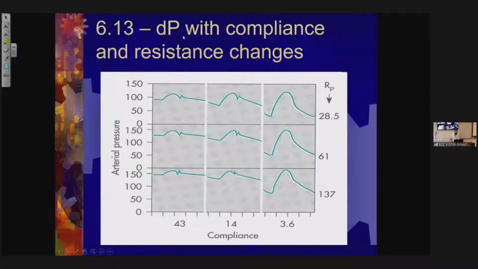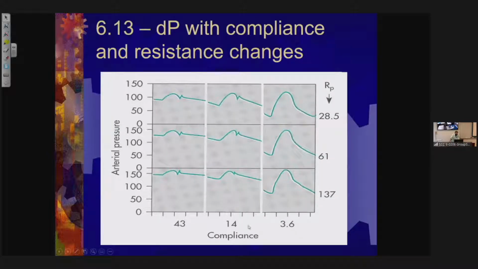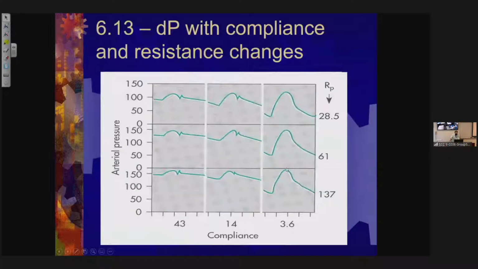And here's change in pressure with compliance and resistance. So this was stroke volume. Stroke volume's directly related. So if I increase the stroke volume, I increase my pulse pressure. If I decrease my compliance, I increase my pulse pressure. So when you get older, your pipes get stiffer. This graph shows it right. As you get older, you have stiffer pipes because of reduced elasticity, you have increased pulse pressure. So elderly patients have higher systolic pressures.